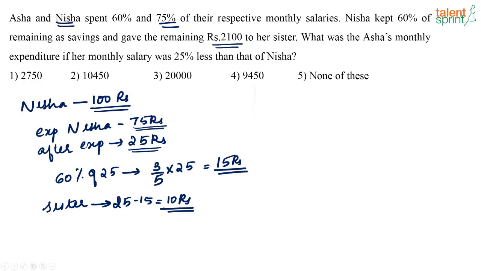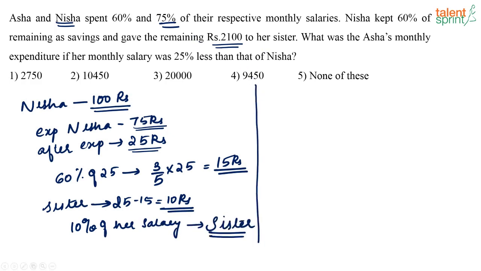Yes, see, I can say that if Nisha's salary was 100, she is giving 10% of her salary to her sister. In this question, they are saying that Nisha is giving 2100 rupees to her sister. What does that mean? Nisha is giving 10% of her salary to her sister.